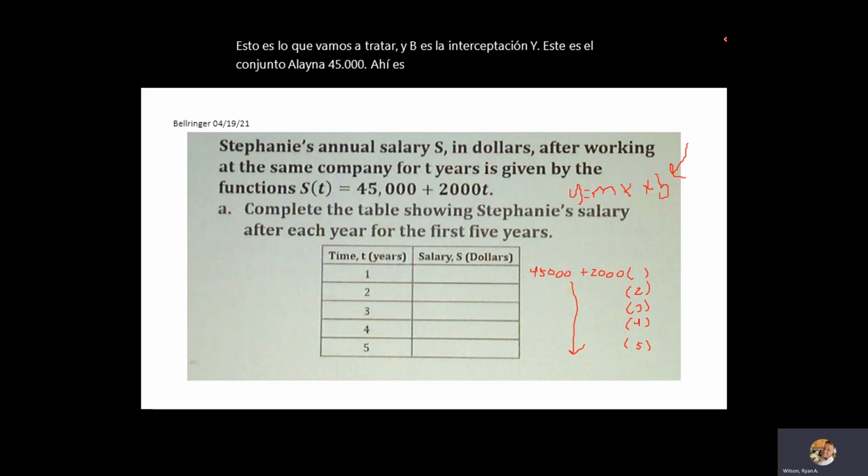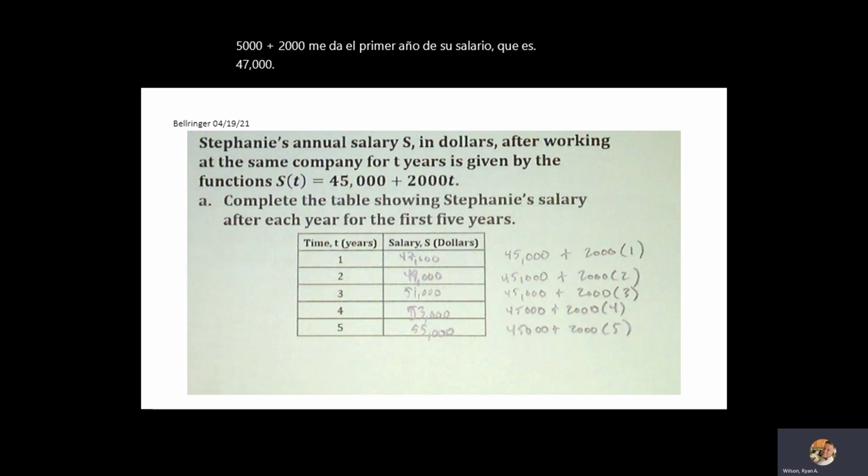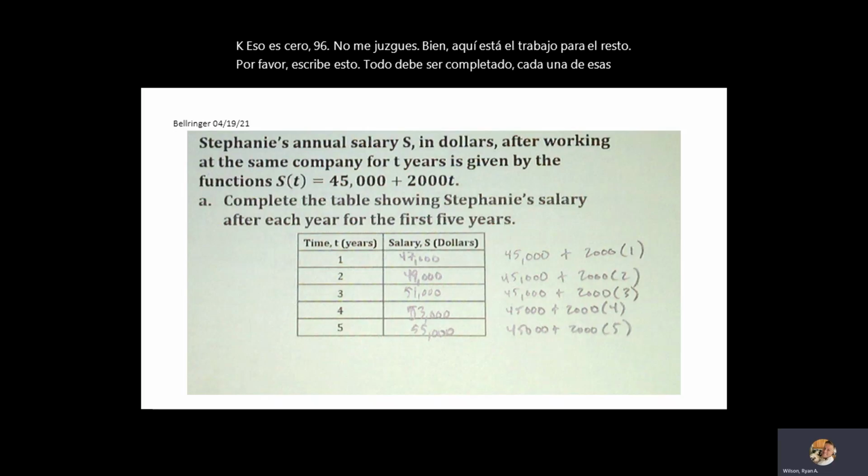So the work is, I gave you a hint. I'm going to plug in the first year, 2,000 times 1 is 2,000. 45,000 plus 2,000 gets me the first year of salary, which is 47,000. That's a 0, not a 6. Don't judge me. Here's the work for the rest. Please write this out. Every single one of those functions on the right, please write the rest of it out, unless I saw you get the right answer, which is cool.